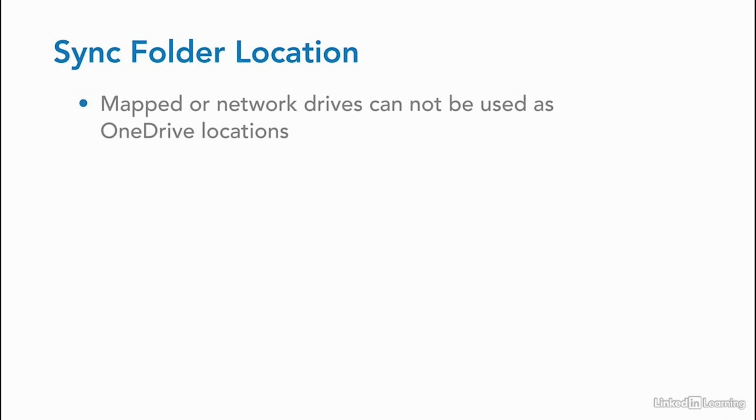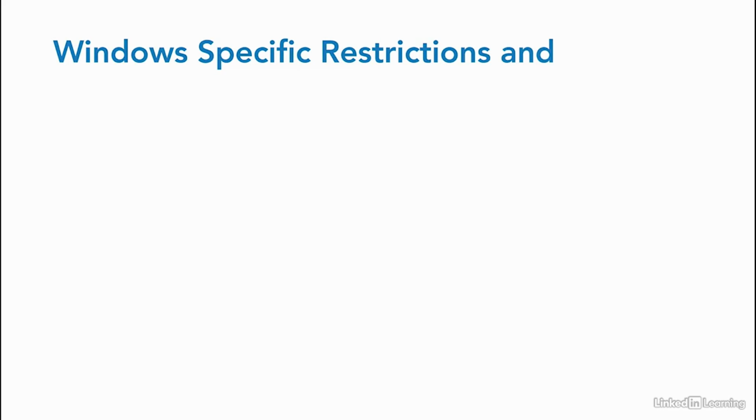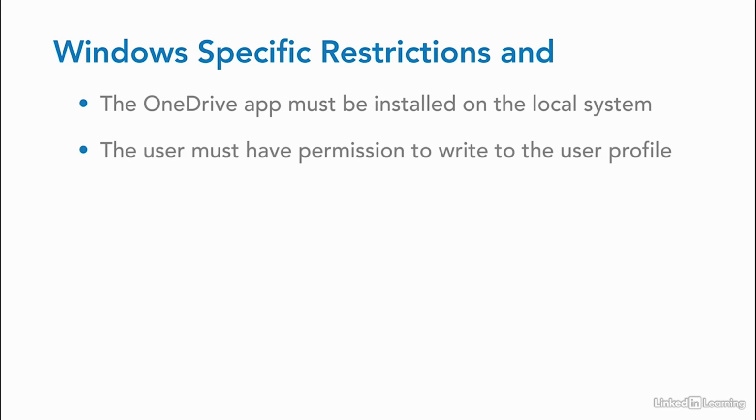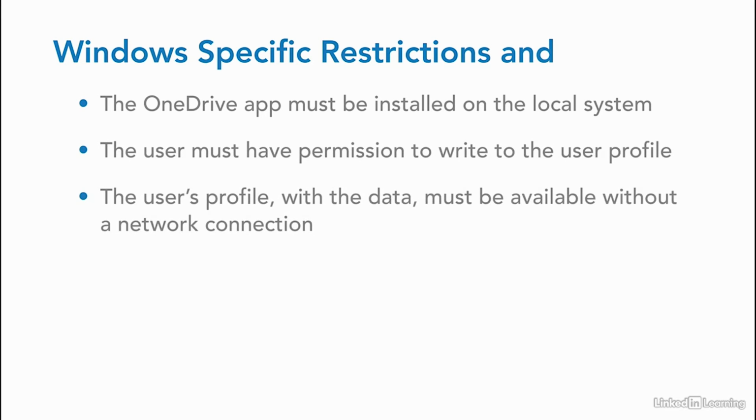Another limitation of OneDrive locations is they cannot be assigned to Mac or network drives. There are a few Windows-specific restrictions and limitations that you need to know about. The OneDrive app must be installed on the local system. The user must have permission to write to the user profile, and the user's profile with the data must be available without a network connection. These are some of the examples of the limitations when using OneDrive. Always refer to the Microsoft support pages for more information as it pertains to your specific environment.